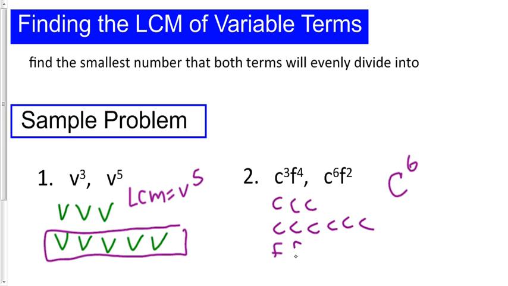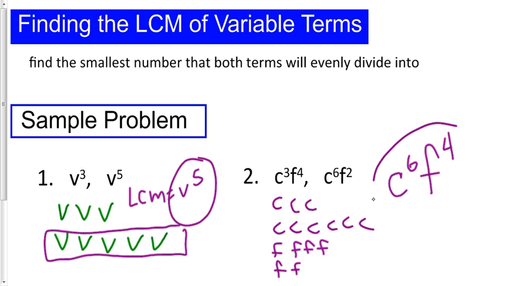And then I have f to the fourth and f squared. Well, what's the smallest thing that f to the fourth and f squared will divide into? The smallest thing that f to the fourth and f squared will divide into is going to be f to the fourth. So my LCM is going to be c to the sixth, f to the fourth.